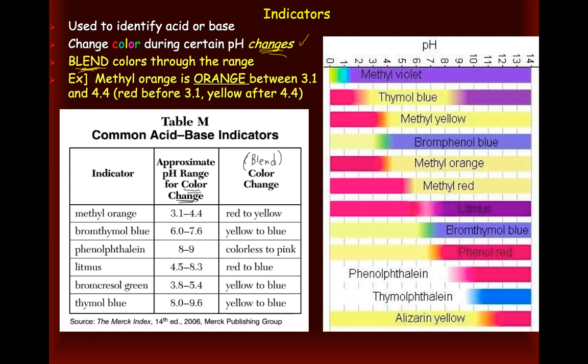So red to yellow, you have to imagine that being an orange color. Blue to yellow, you have to remember that. Yellow to blue is going to be green. Colors to pink or light pink. Red to blue is going to be more of a purple color. And again, yellow to blue is the same thing as the green. They don't show you that on here. So if you don't know your blends and colors, and some of you do, some of you don't, we have to make sure that we understand.